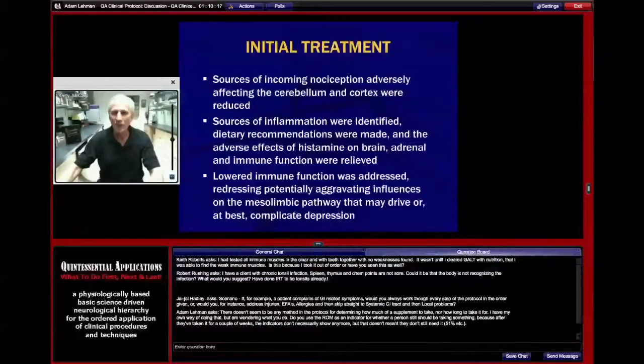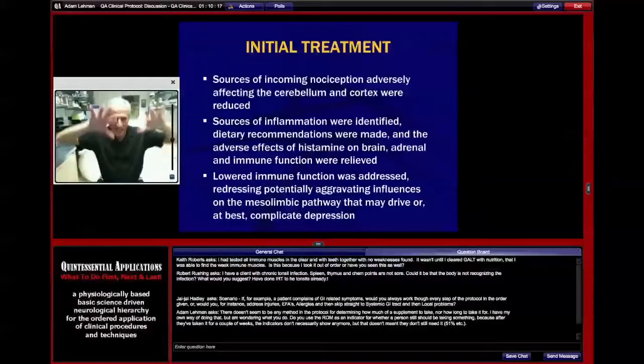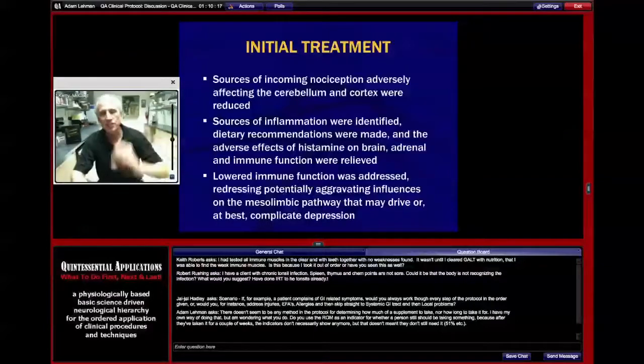Well, so what did we do? In steps 1 through 4, we identified areas of imbalance. We looked at range of motion. We looked at discomfort. We had her rate it on a scale of 0 to 10. And then we addressed sources of incoming nociception adversely affecting the cerebellum and cortex. These were reduced. Now, you could say, well, we did IRT and we did tapping techniques, but what did we do physiologically? The sources of incoming nociception adversely affecting the cerebellum and the cortex were reduced.